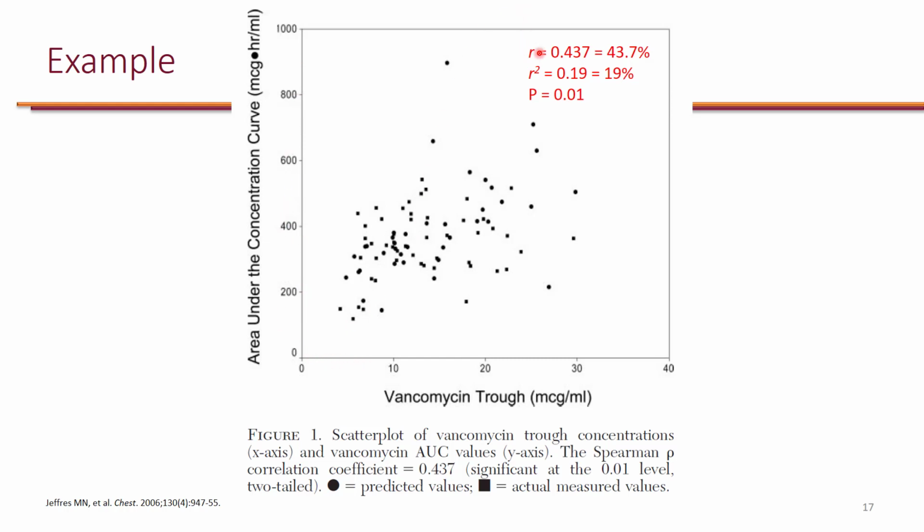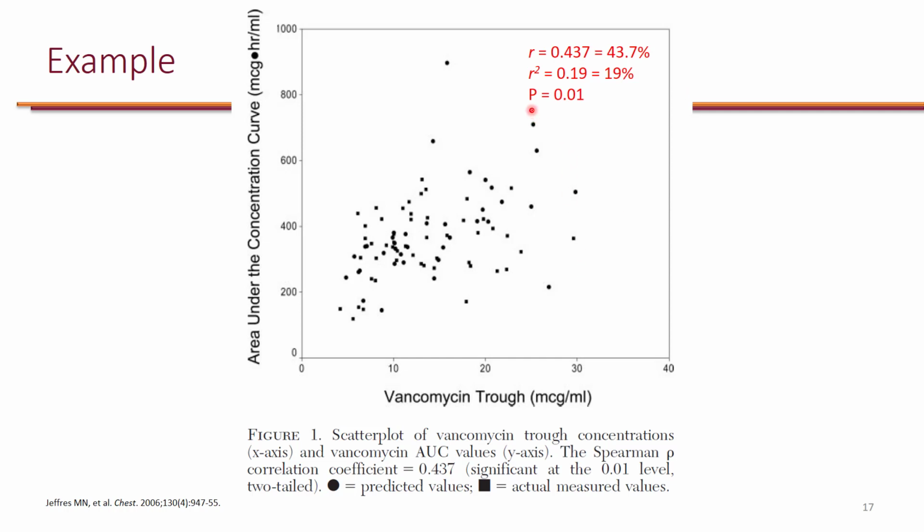You can see they calculated the R to be 0.437 or 43%. So, let's round it to 44. There's a 44% correlation between vancomycin trough levels and AUC. And as you recall, we were interested in a value of 0.8 to call it a strong correlation. So this is not a strong correlation. In fact, it's worse than a coin flip. So it's not even 50%.